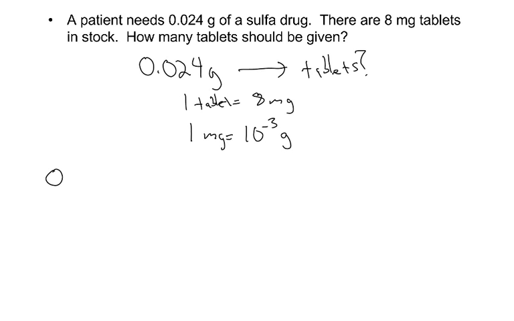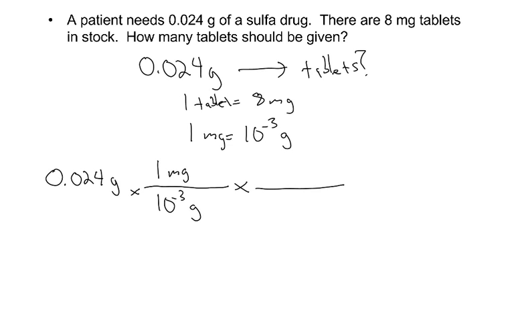So I'll start by writing what I'm given. I started with grams, so I need grams in the bottom. When I look at my conversion factors, here's where I have the grams, so this needs to go in the denominator. So I have 10 to the minus 3 grams. If I put this on the bottom, then its partner has to go on the top, so I have 1 milligram here. So my grams cancel, and now I have milligrams.